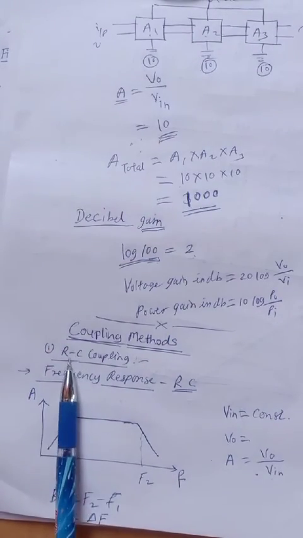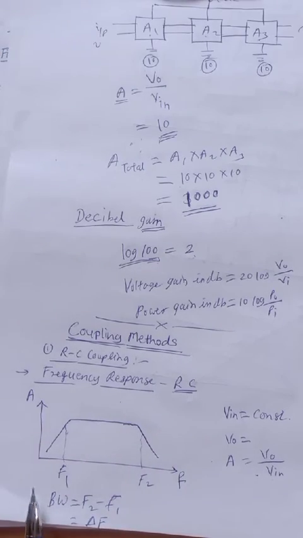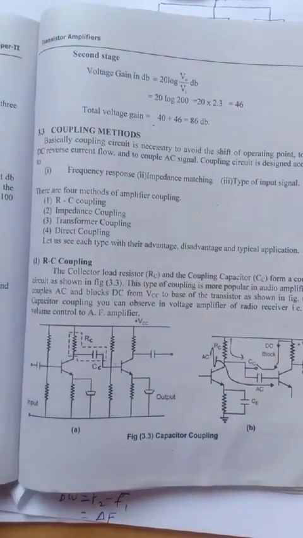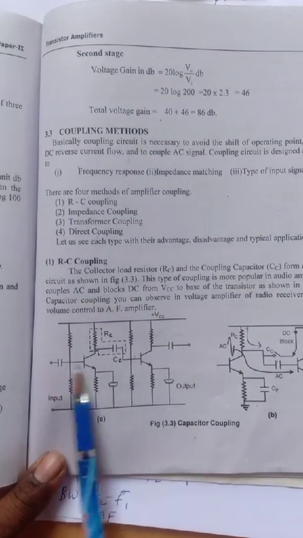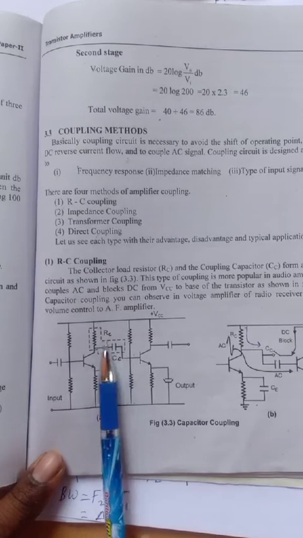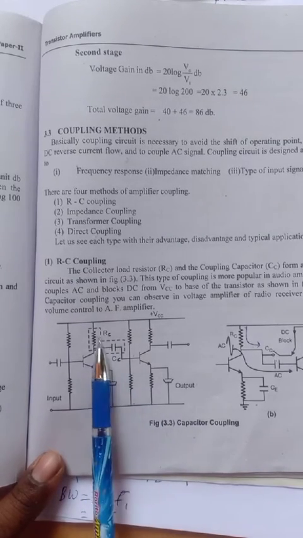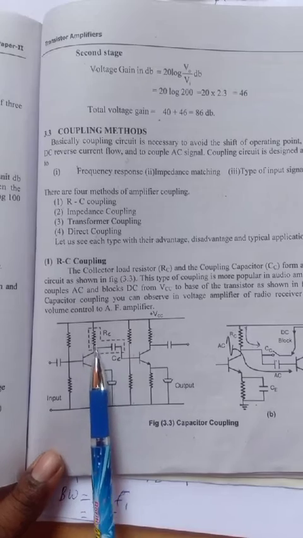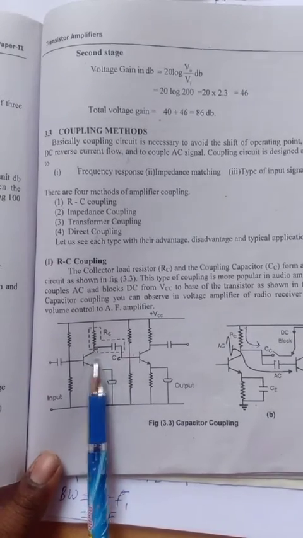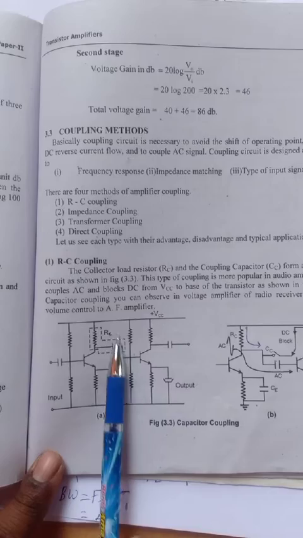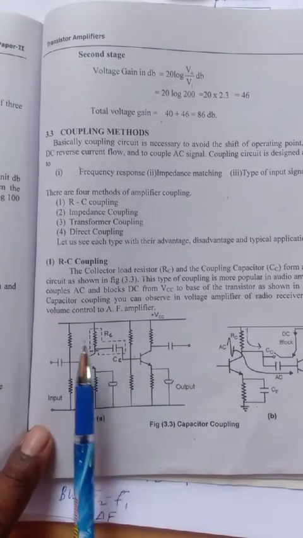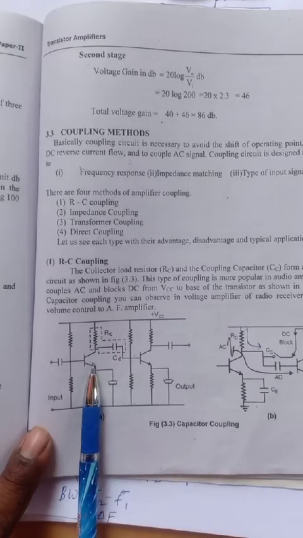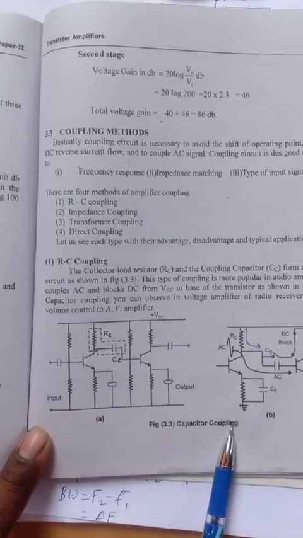The first one is the RC coupling. Last time I showed that there is a simple connection, with two stages connected to each other by using capacitors. We know that this RC acts as a load for this collector. So this RC forms a coupling circuit, resistor and capacitor coupling, which is sometimes also known as capacitor coupling.